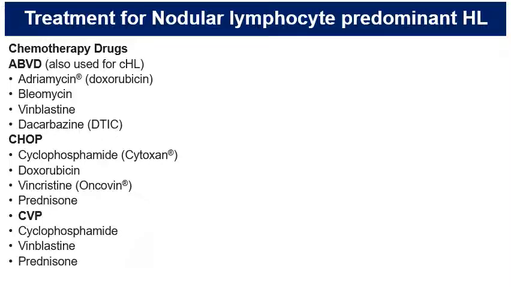So what we discussed in the previous slide was for the first classification, classic Hodgkin lymphoma. Now, treatment for the second major classification, nodular lymphocyte predominant Hodgkin lymphoma, is again chemotherapy drugs only. Here we also have the ABVD regimen and additionally CHOP, that is cyclophosphamide, doxorubicin, vincristine and prednisone, and the CVP regimen, that is cyclophosphamide, vinblastine and prednisone. Combinations of these drugs can be used to treat nodular lymphocyte predominant Hodgkin lymphoma.